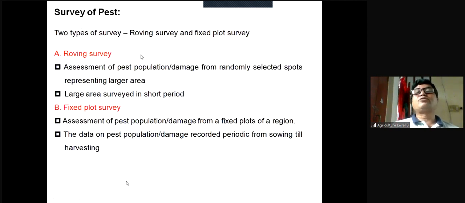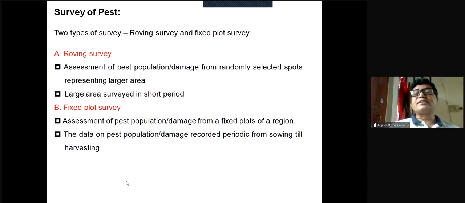There are two types of survey. One is called roving survey, another is called fixed plot survey. Roving survey: what is roving survey? Assessment of the pest population or damage from randomly selected spots representing a larger area. For example, if we select a very large area, and from this area we randomly select some spots, and from these spots we make the survey, then this is called roving survey.